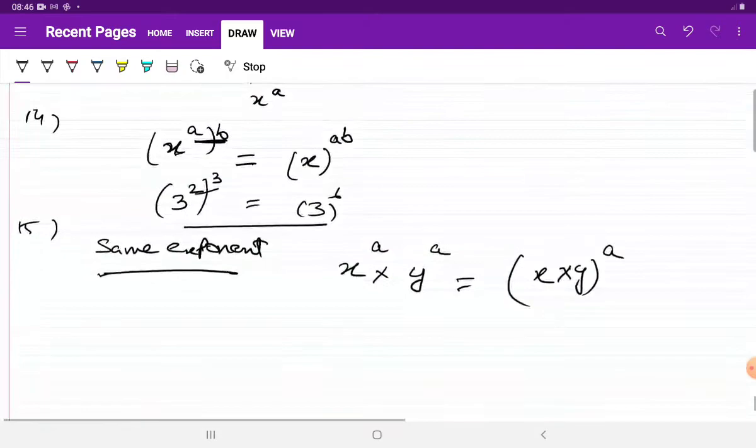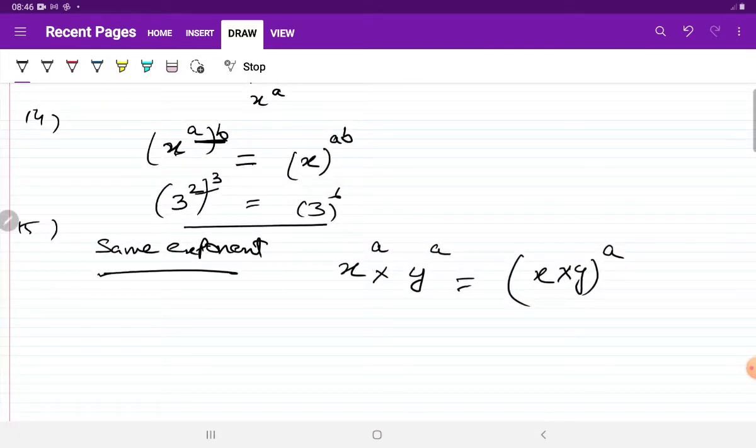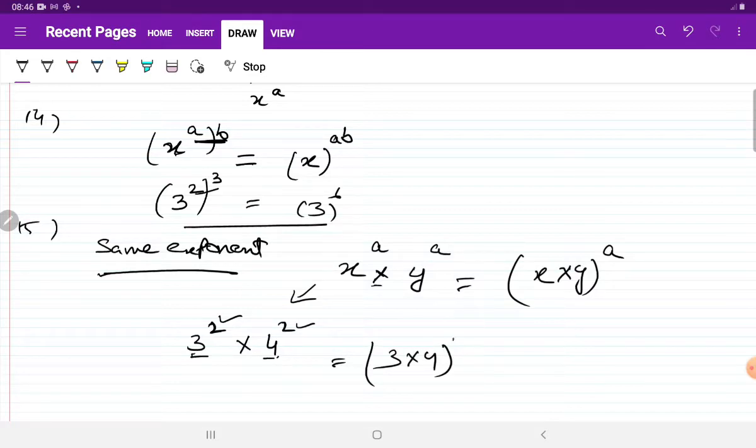Same thing you can do if the numbers are dividing instead of multiplication. First we'll take one example here. Like I have 3 raised to power 2 into 4 raised to power 2. See here, your bases are different, exponents are same. So I can multiply these two numbers because both numbers have the same exponent. So I can take the same exponent common. 3 into 4, I'll take together with the same power. So 3 fours are 12 raised to power 2 will be the result.